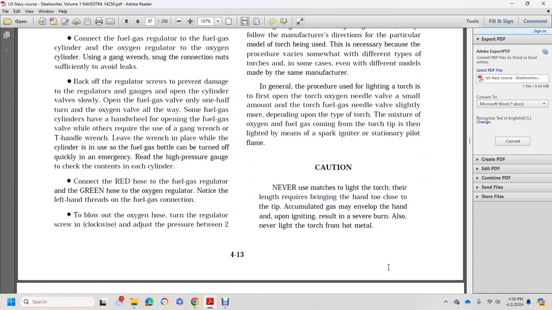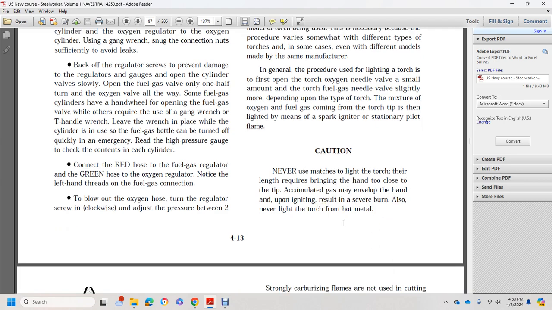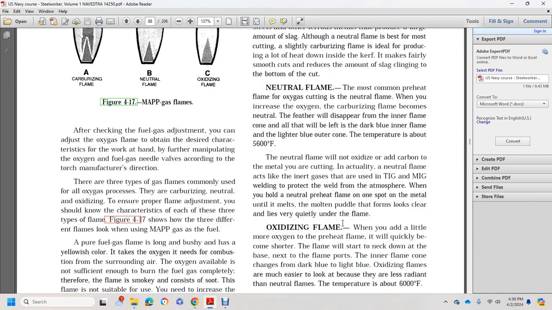Caution: never use matches to light a torch. Their length requires bringing the hand too close to the tip, and the accumulated gas may envelop the hand, be set off in ignition, and result in severe burns. Also, never light a torch from hot metal. After checking the fuel adjustment, you can adjust the oxygen to obtain the desired flame characteristic.